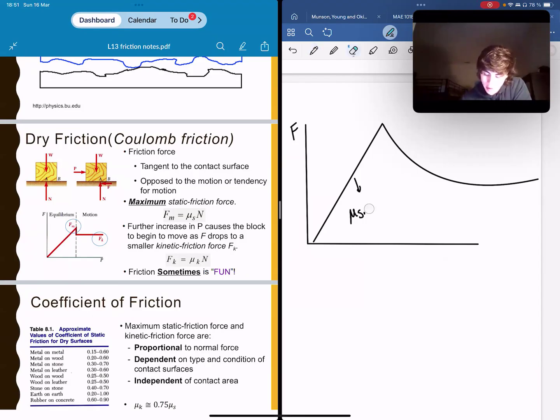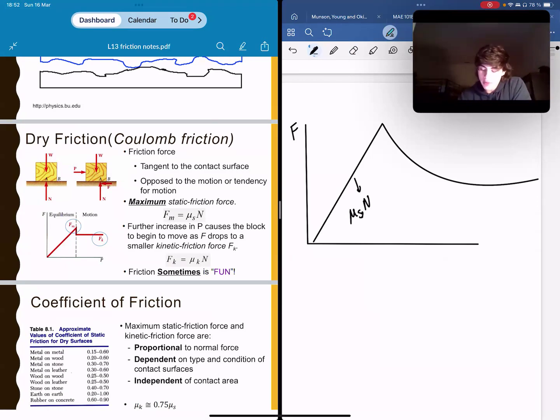What is N? N is the normal force. What is a normal force? Normal force is the force that the surface is giving or acting on the object that is on the surface. That's what the normal force is. And mu s is the coefficient of static friction, and it's different for every surface. So it's usually a low number, 0.1, 0.2, 0.007, stuff like that. But then that is when friction sometimes is fun.